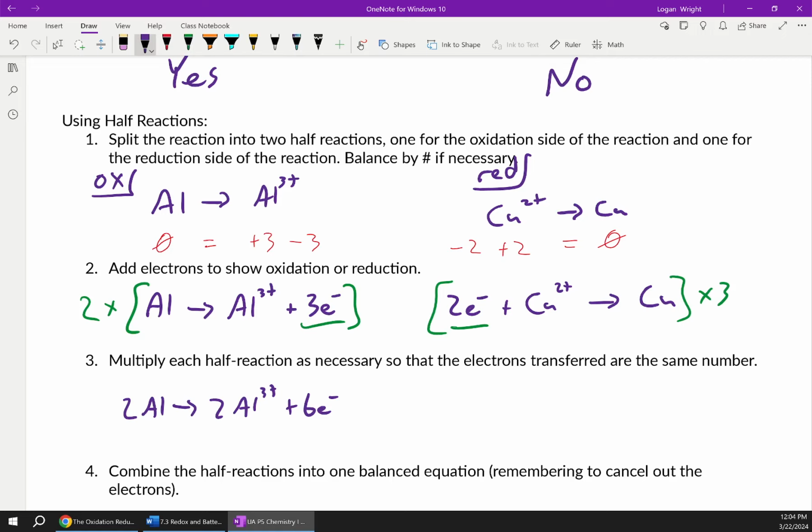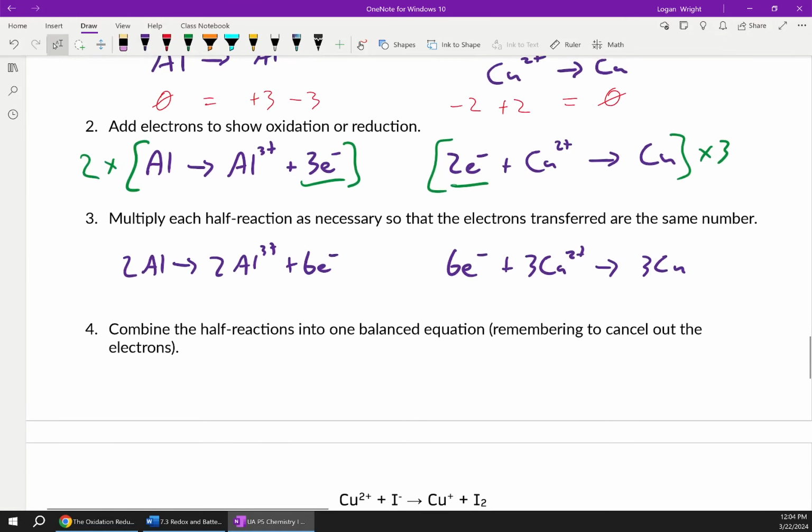All right, on the right side, 6 electrons plus 3 copper ions yields 3 copper atoms. So in step 1, we made sure that it was balanced by number. In step 3, we are making sure that they are balanced by charge, where all the electrons match. And now we're technically done balancing. All we need to do is put it back together. Step 4 is to recombine.